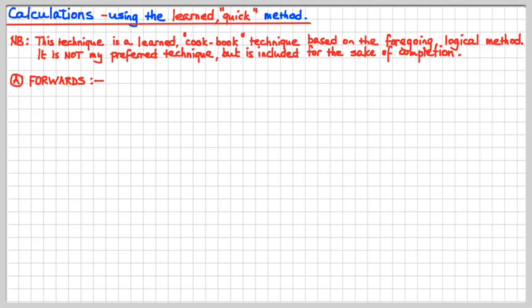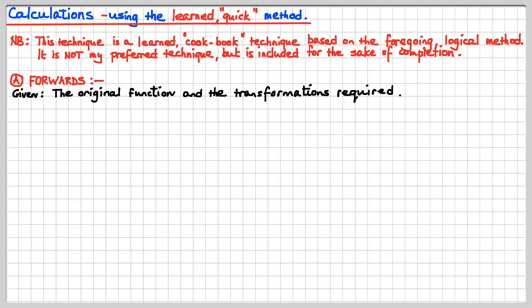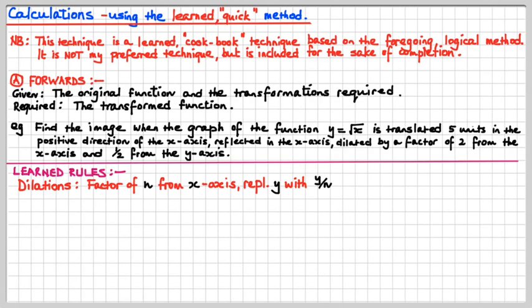So let's go forwards. That's what we're doing. We are given the original function and the transformations required, and we have to come up with the final transformed function. So, e.g., find the image when the graph of the function y equals root x is translated 5 units in the positive direction of the x-axis, reflected in the x-axis, that's 2 transformations, dilated by a factor of 2 from the x-axis, that's 3 transformations, and by a half from the y-axis. This is the same one as we did before anyway. So there were 4 transformations, weren't there?